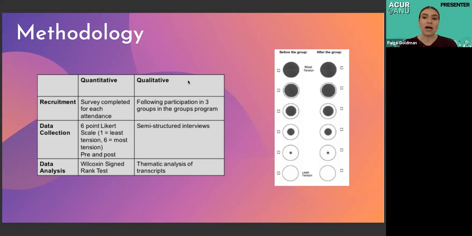The qualitative data was then collected from participants following attendance at least 3 of the groups. Participants were purposely selected to represent a range of demographics and presenting conditions. Face-to-face interviews were conducted by a member of the research team who was not involved in facilitating or leading the groups. And these interviews were then transcribed verbatim and analysed through thematic analysis.